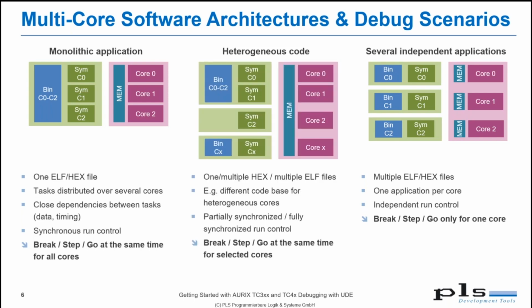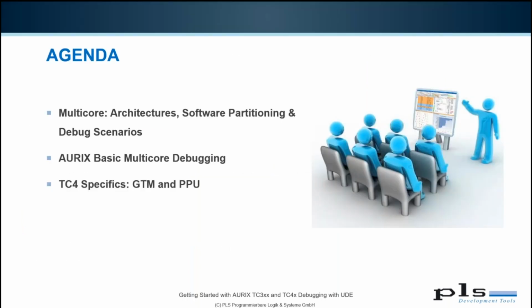And then we have, of course, a mix of both corner cases, where we have different code bases and binaries for different cores. For example, for the main cores and the GTM or the PPU in the case of the AURIX TC4. For this case, there may be the need to perform debug actions only on a subset of the cores. So we need a kind of partition debug synchronization. And how this is handled in the UDE debugger.